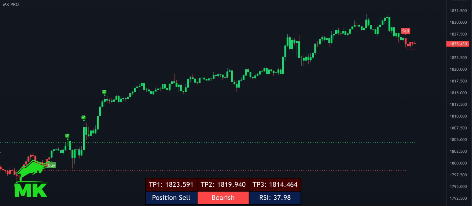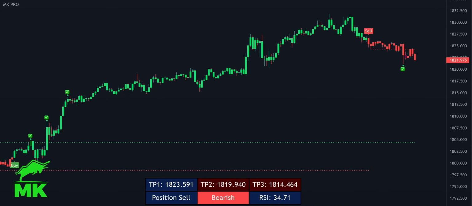As you see, the price touched somewhere around 1831 and 1832, we went from 1802 to 1831. That's amazing. And now we got a sell signal and entry price is 1825, here is our first support line here, let's see what will happen.